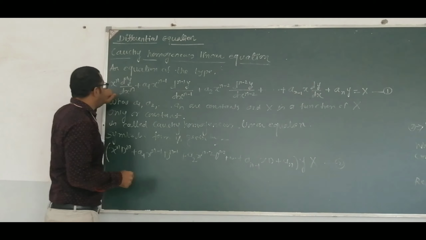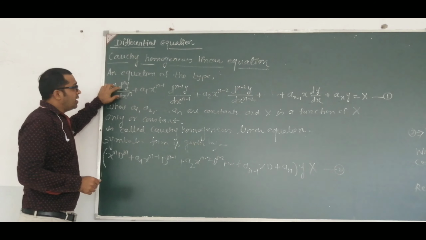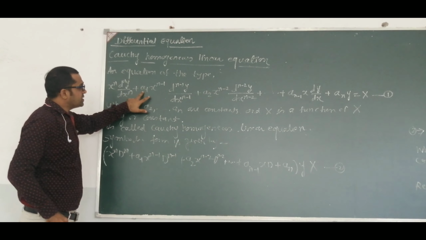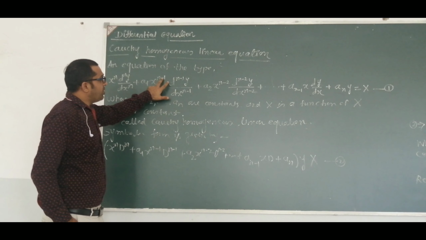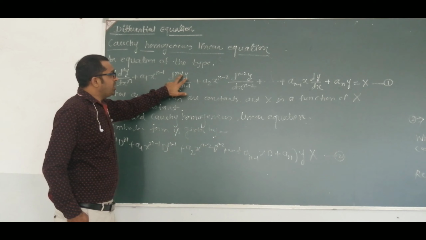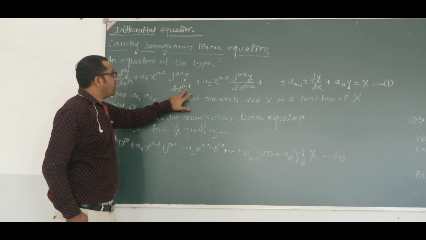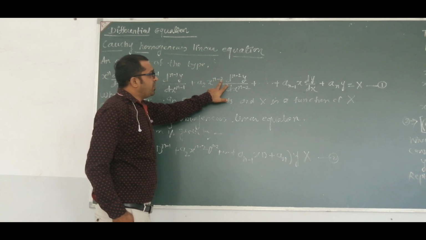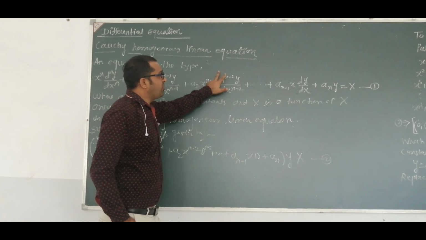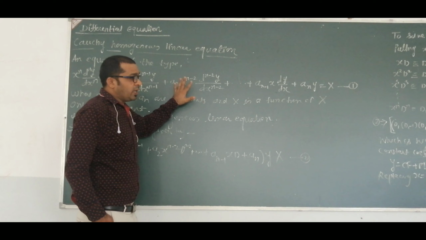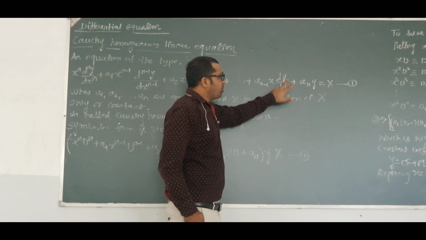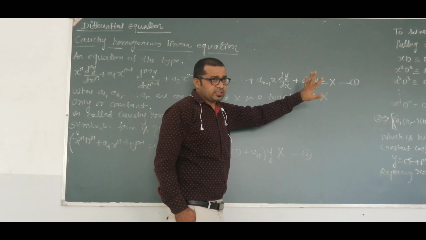If you see, the equation is of the type x to the power n, the nth derivative of y, this is d^n y by dx^n, plus a1 x to the power n minus 1 d^(n-1) y upon dx^(n-1), then plus a2, here it is n minus 2, we are having power of x, then we are having the n minus 2 derivative. So likewise, here x has the power 1, it is the first derivative, plus an into y equals X.